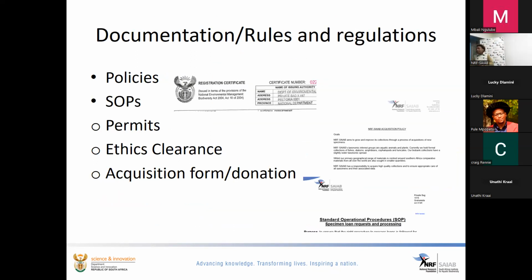The activities that we do in CMC are governed by rules and regulations. We have policies and SOPs in place. In order for you to collect or bring specimens to SAIAB, you have to have these documents, the permits and the ethics clearance. If you are donating any material, you need to fill in a donation form.